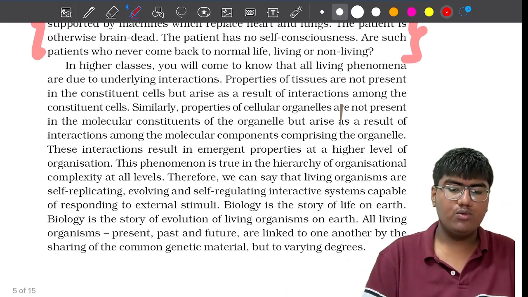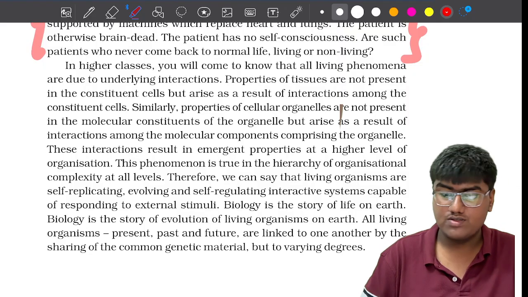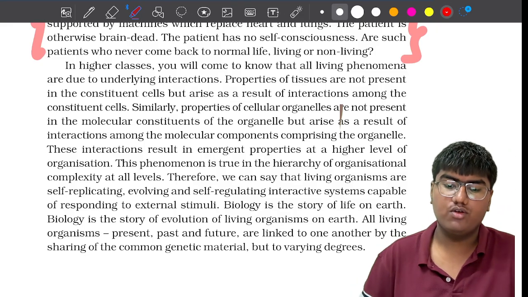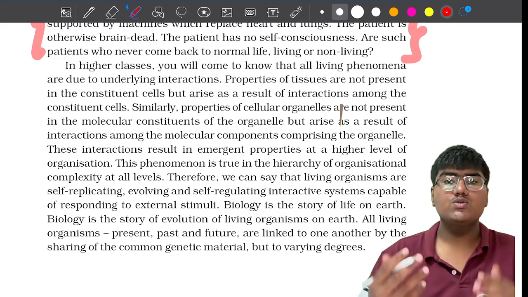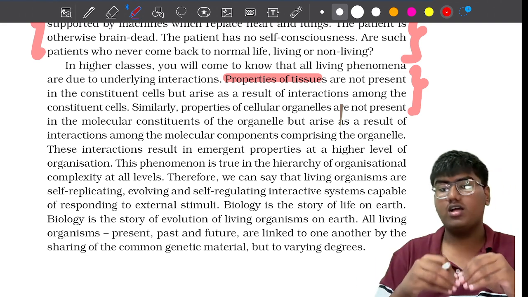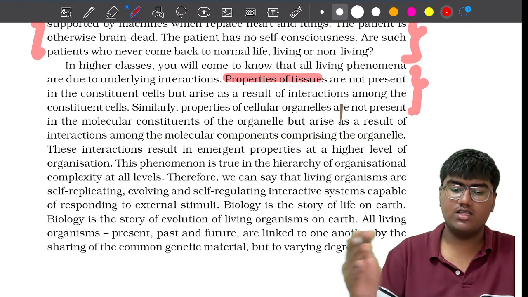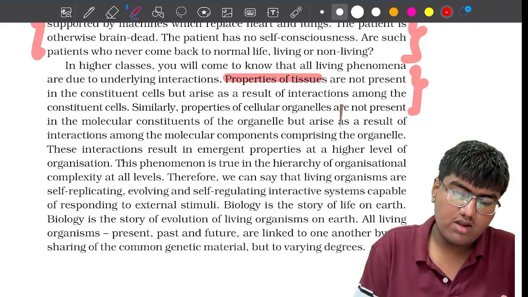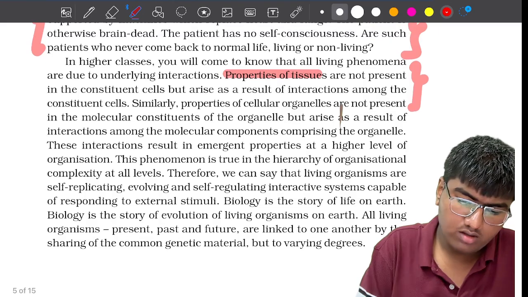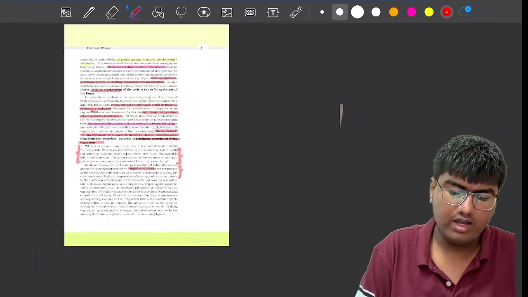In higher classes, you will come to know that living phenomena are due to underlying interactions. Properties of tissue are not present in constituents of cell but arise as a result of interactions among constituent cells. So this statement tells how the properties of tissue are not present in the constituent cells, but arise due to the interactions of the cells that are present. Similarly, properties of cellular organelles are not present in molecular constituents, but arise as a result of interactions among the molecular components of the organelles.